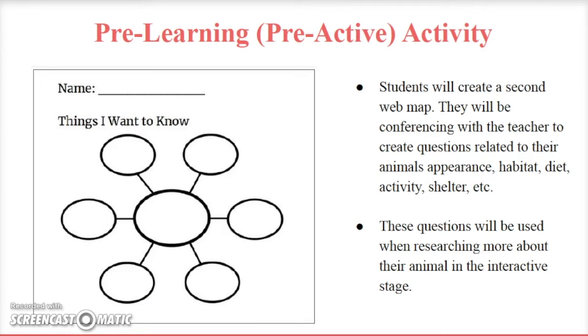As a second pre-learning activity, students will create another web map. This one will be things they want to know. They will be conferencing with the teacher to create questions related to their animal's appearance, habitat, diet, activity, shelter, and more. These questions will be used when they begin their research.